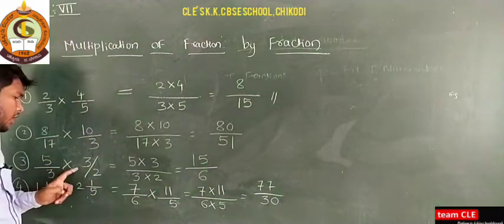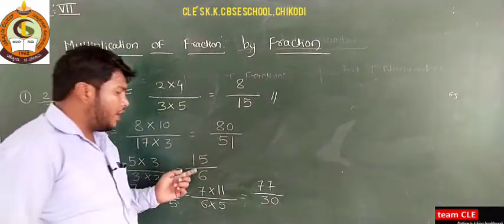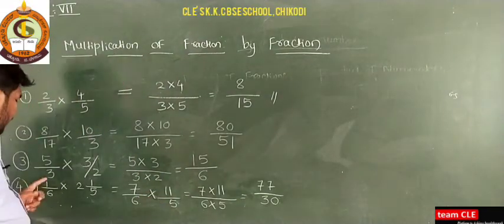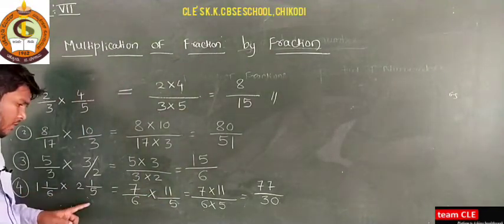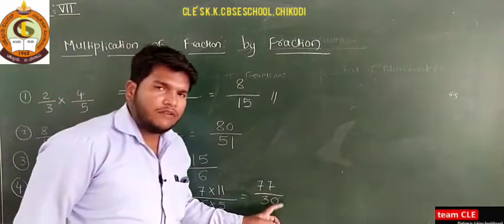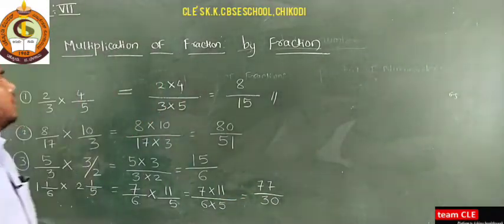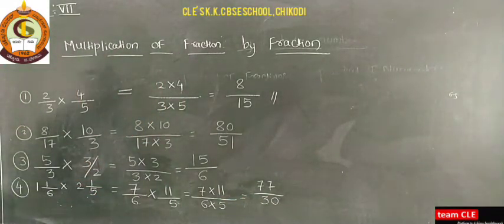Similarly 5 by 3 into 3 by 2. I got the required answer as 15 by 6. Similarly 1 integer 1 by 6 into 2 integer 1 by 5. The answer you got is 77 by 30. Okay, so go through this concept and note down these problems.